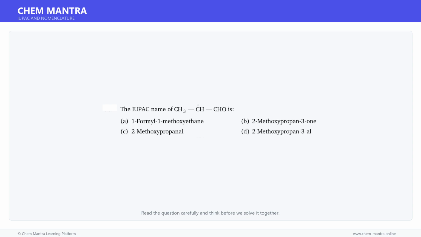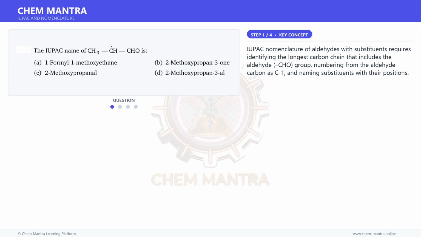Here is a question. Read it carefully and think about the answer. Let us solve it step by step. Let us first understand the key concept here. IUPAC nomenclature of aldehydes with substituents requires identifying the longest carbon chain that includes the aldehyde CHO group, numbering from the aldehyde carbon as C1 and naming substituents with their positions.